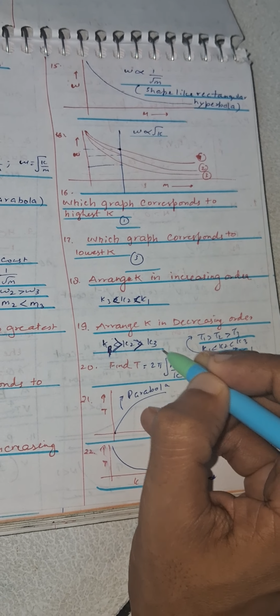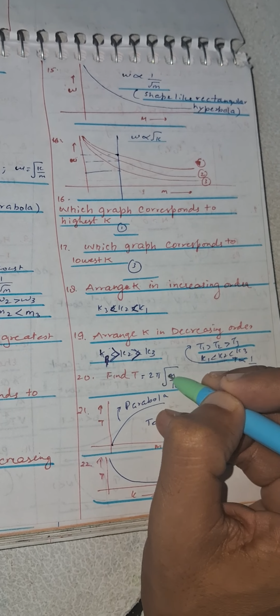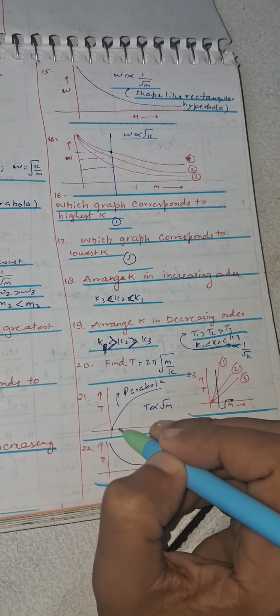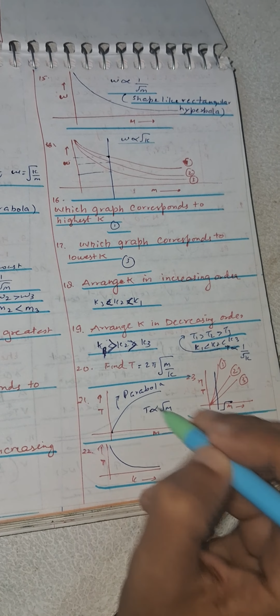Now is to find the time period. The time period is 2 pi by omega. After substitution, that will be 2 pi root m by k. Next question is the graph of T versus m. T is proportional to root m, so the graph here will be a parabola.